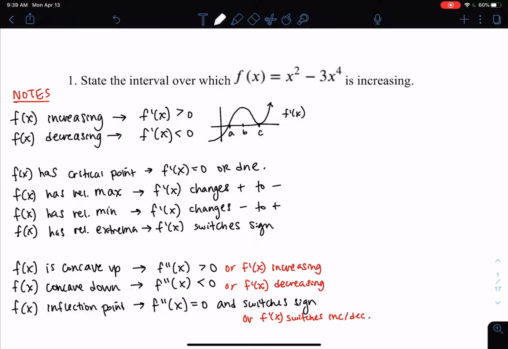Hey everyone, let's start our Unit 3 full review. So I'm starting with some notes. Pause the video, copy these down, and I'll quickly go through each one, and we'll start all the odd problems together.